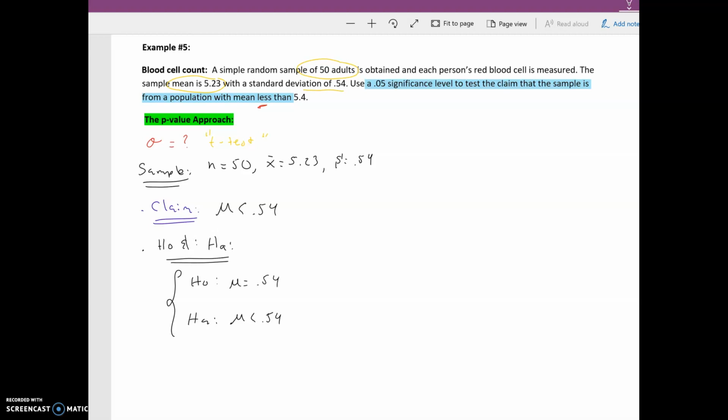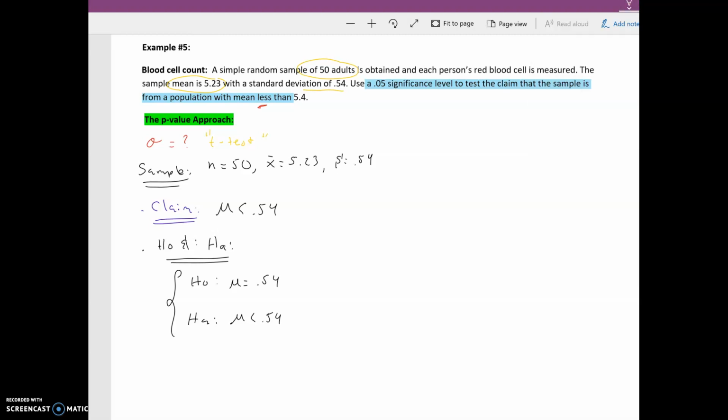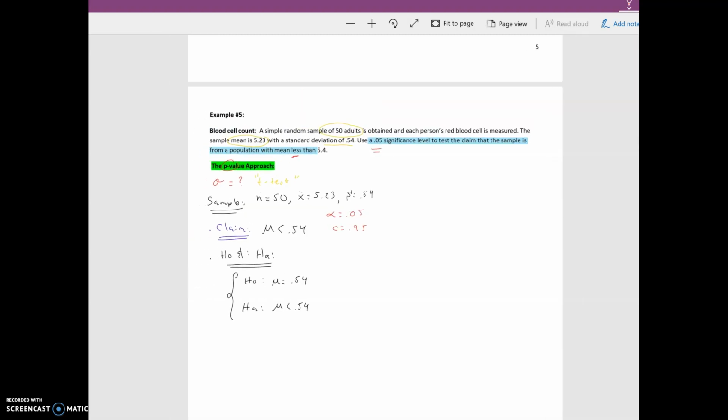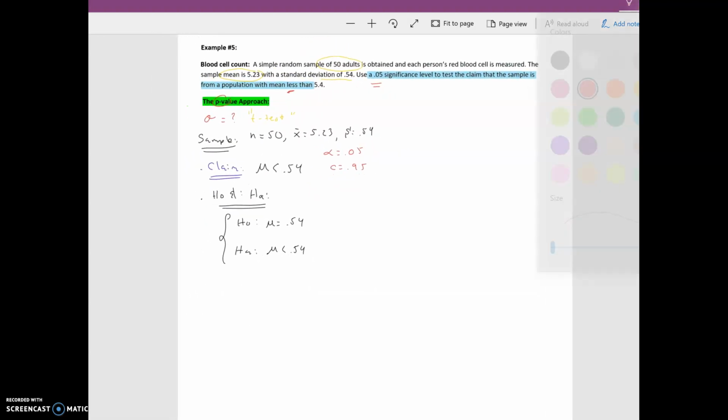Before we forget, let me actually write the values of alpha. In this case, we're given that alpha is equal to 0.05. So C is equal to 0.95. Furthermore, what they're asking here is for the p-value approach. So the next step on the test, as we're doing the p-value, is to provide the calculation for the test statistic.